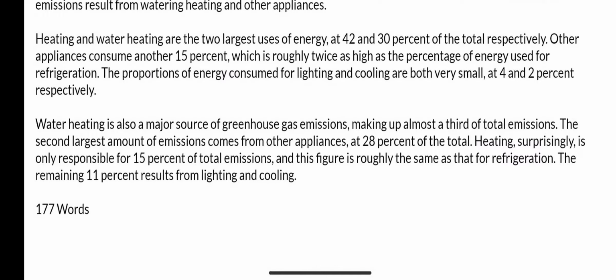Water heating is also a major source of greenhouse gas emissions, making up almost a third of total emissions. The second largest amount of emissions comes from other appliances, at 28% of the total. Heating, surprisingly, is only responsible for 15% of total emissions, and this figure is roughly the same as that for refrigeration. The remaining 11% results from lighting and cooling.